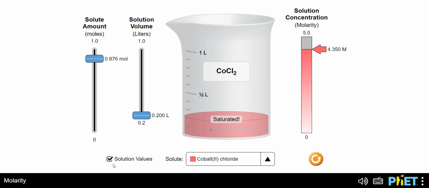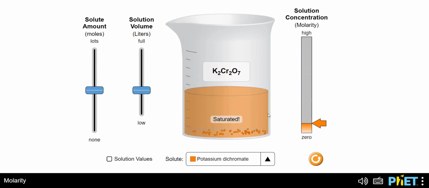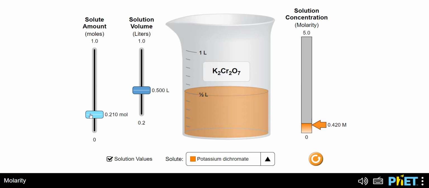Okay, so let's move on to the next one, which is potassium dichromate. Whoa, this one's already saturated at the starting point. So let's go down. Let's lower the molarity. Let's see if we can get it to go. Oh, okay. So here is the point at which it becomes saturated.